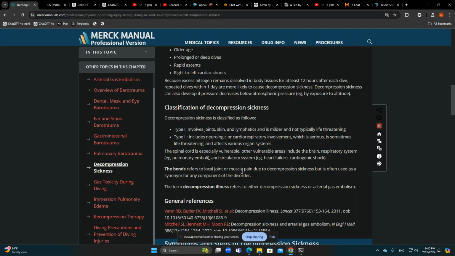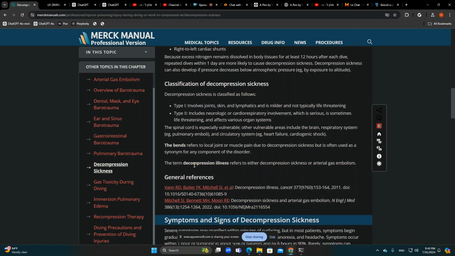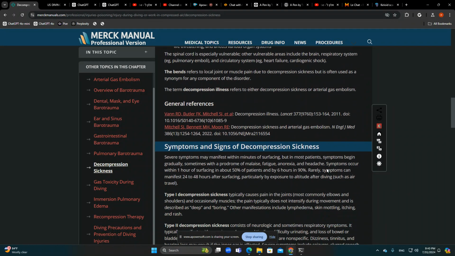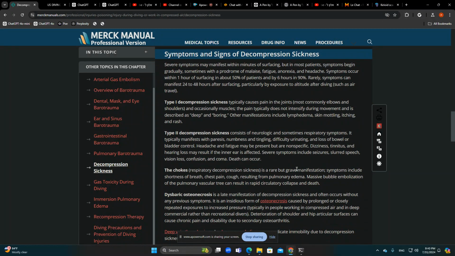The bends talks about joint or muscle pain. This is another name for decompression sickness. Decompression illness is the name that is given to decompression sickness and arterial gas embolism together. Now, symptoms, as we talked, type 1 is the less severe, mostly joint and muscle pain. Type 2 is much more severe: neurological manifestation, respiratory manifestation, ear trauma, and it can even lead to death.